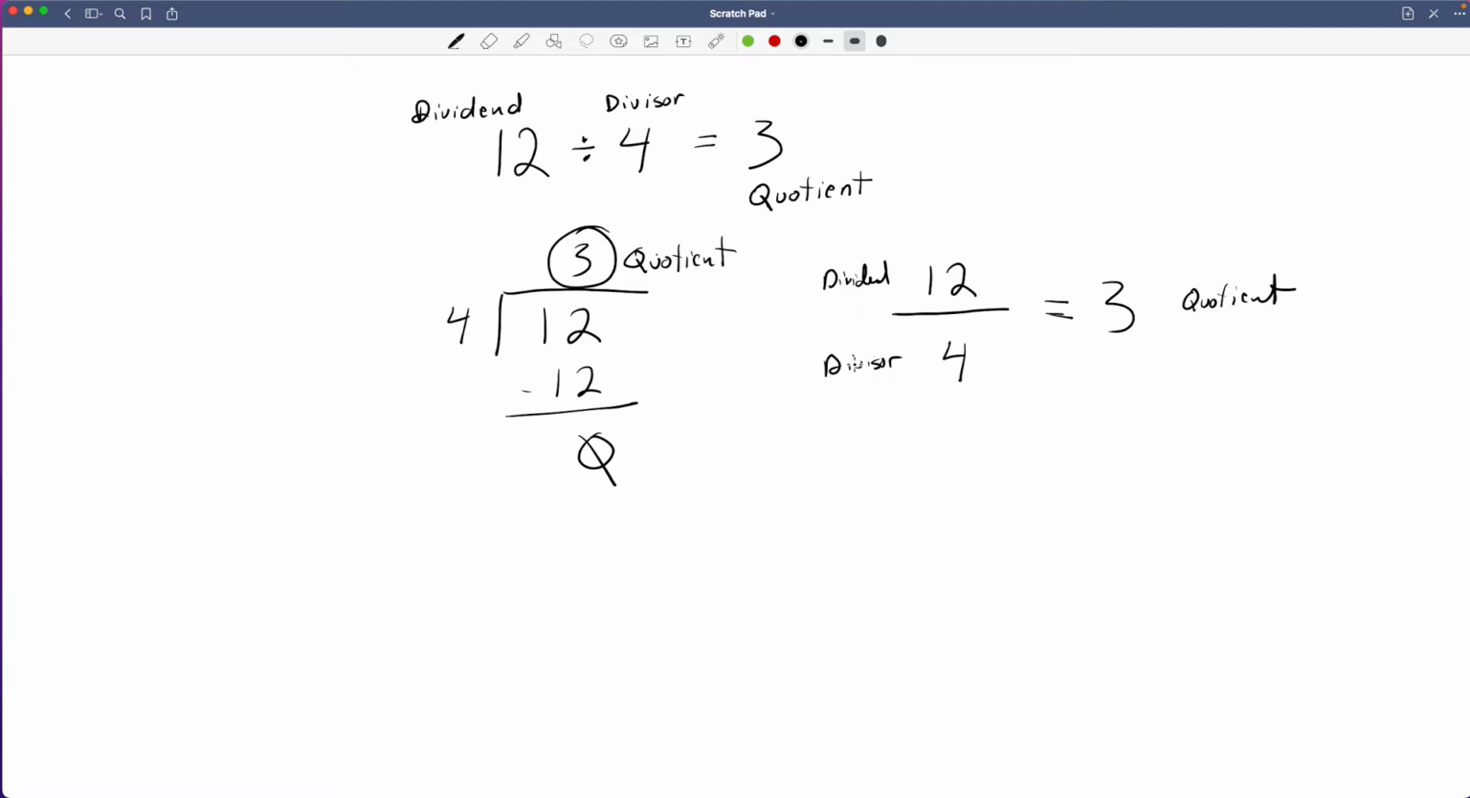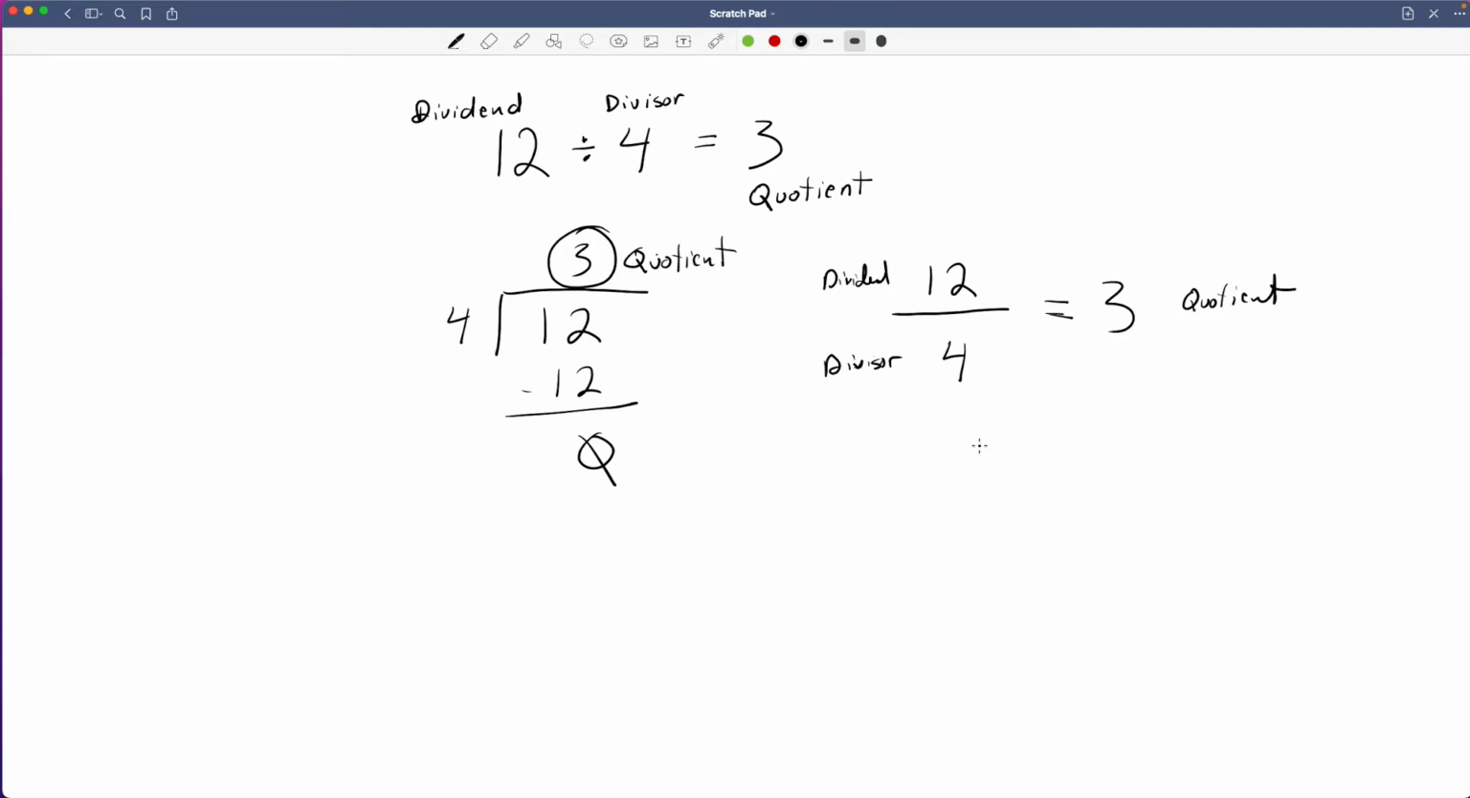If this kind of triggers a little memory, or if it reminds you of fractions, it is a fraction. That is what a fraction is. A fraction is a division problem waiting to happen. It's waiting to be solved, right? That is 100% what a fraction is.